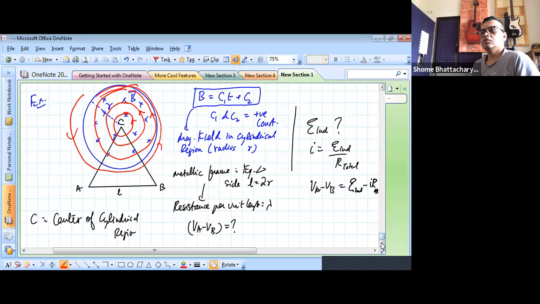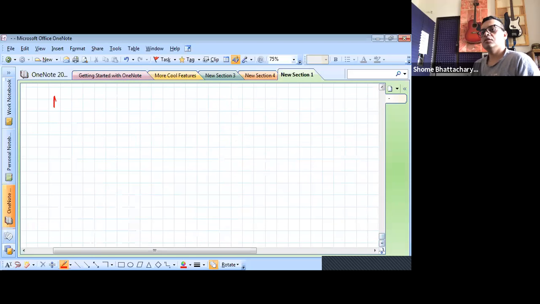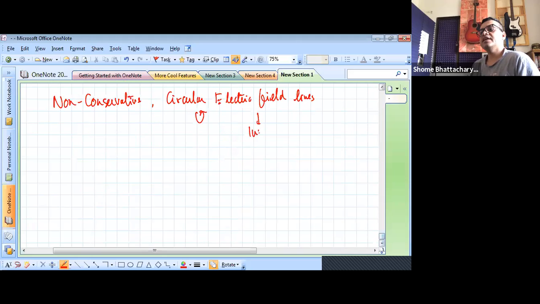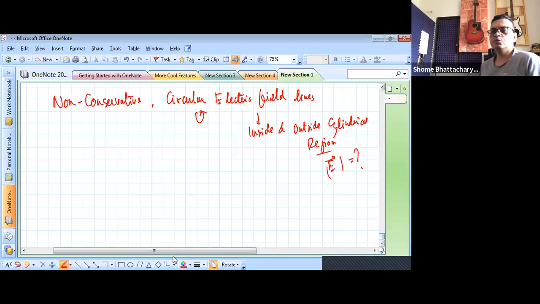So there will be non-conservative circular anti-clockwise electric field lines, both inside and outside the cylindrical region. And you even know how to calculate the magnitude of the field using Ampere's law. Okay. But we won't get into that here. We won't be making use of that.